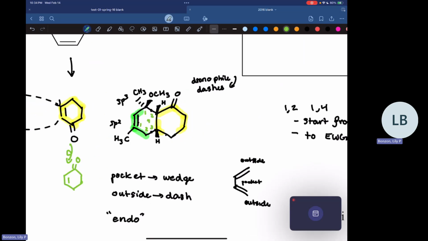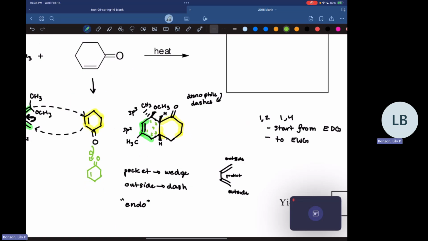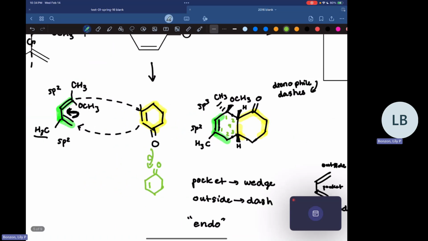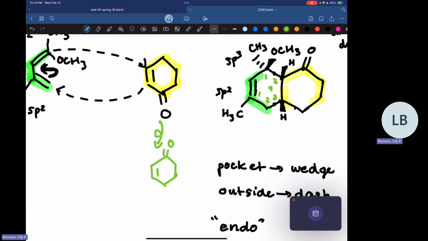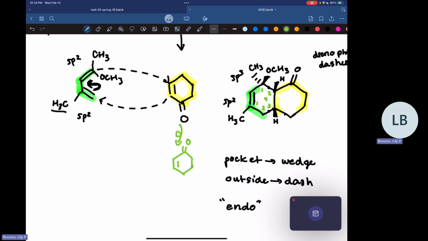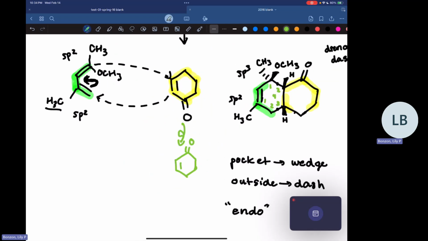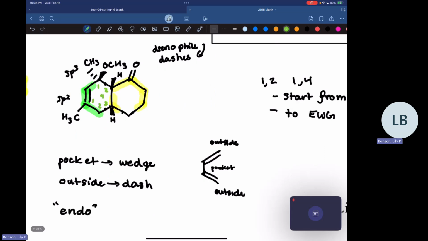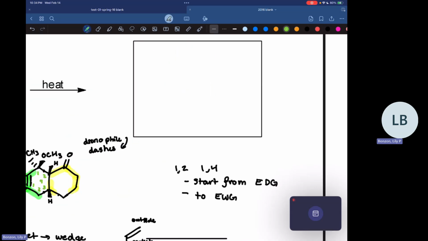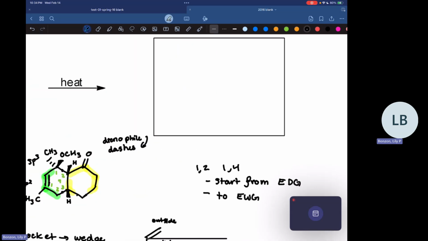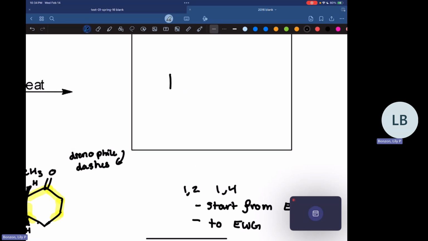I like to do that as the last step because I just don't want to try and find the 1-2-1-4 product beforehand. It's a little bit confusing trying to keep all of that in mind when you're trying to do this structure. So I like to do it step by step. But now that we've figured out the structure, the stereochemistry, and the regiochemistry, we can throw all of that into our box.